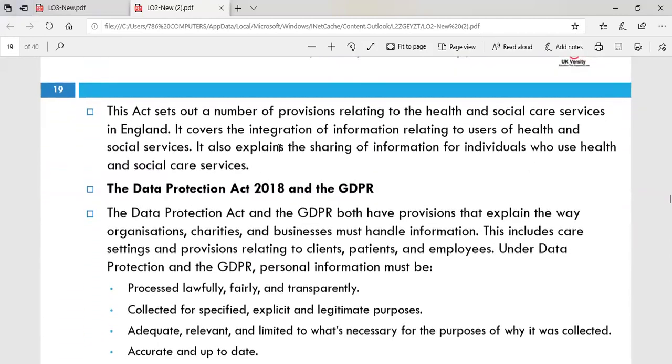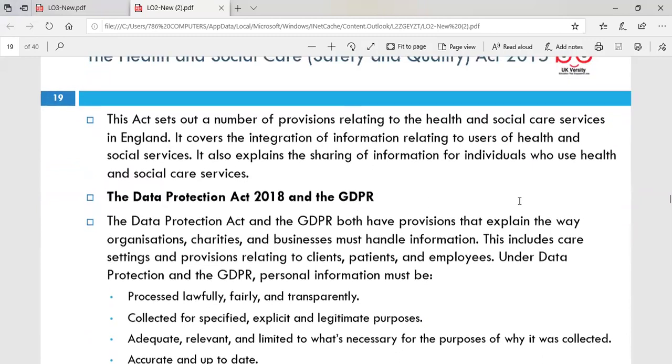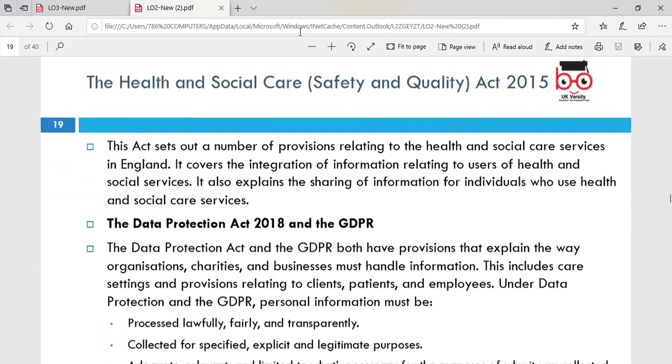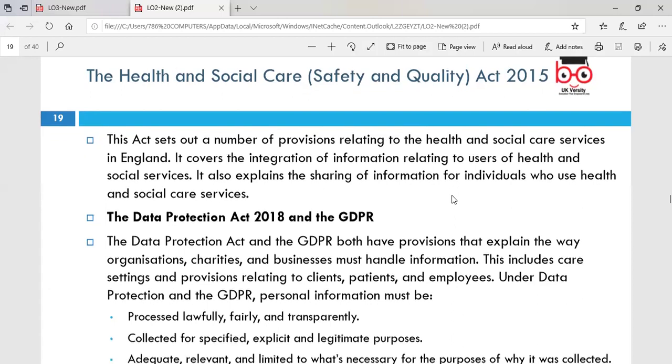And then GDPR, we read this in several documents. Before that, we have the Health and Social Care Safety and Quality Act 2015, and it talks about several provisions within the health and social care services in the country. It integrates information relating to users of health and social care services, and it's a good document to look at when you want safety and quality within your organization. And then the GDPR that I was talking about.